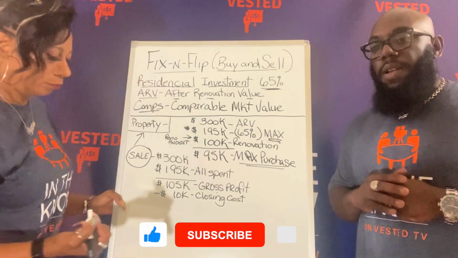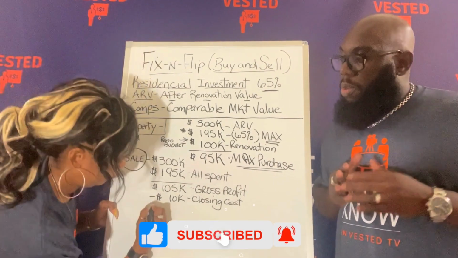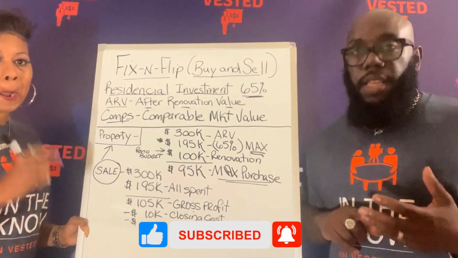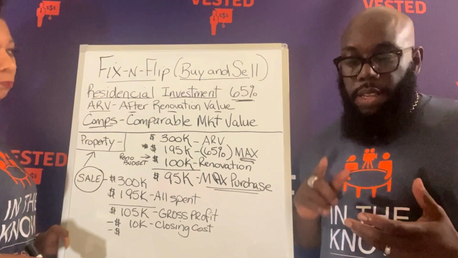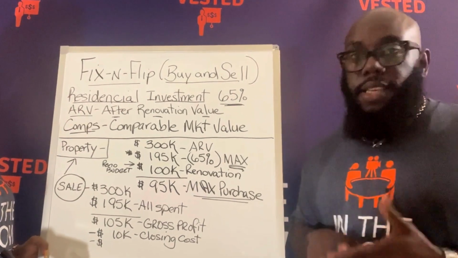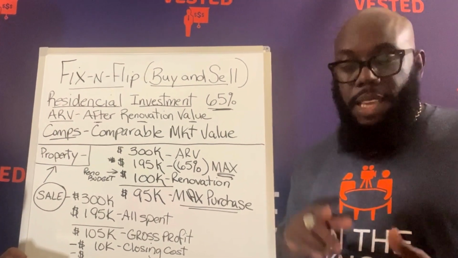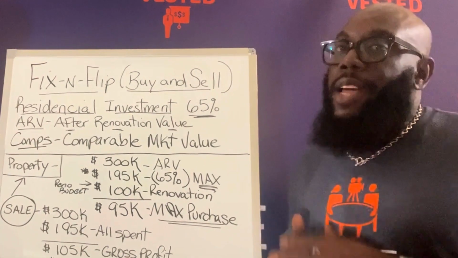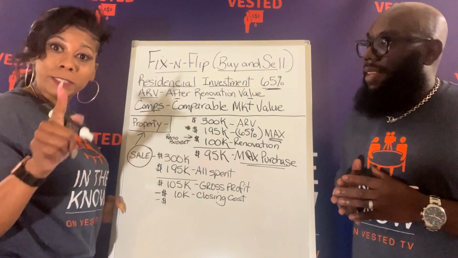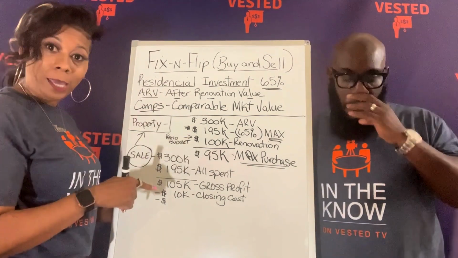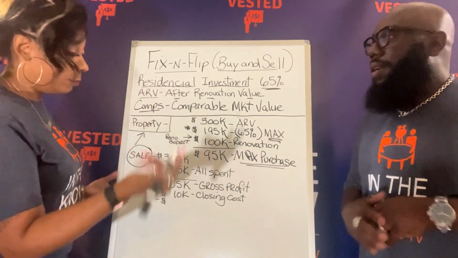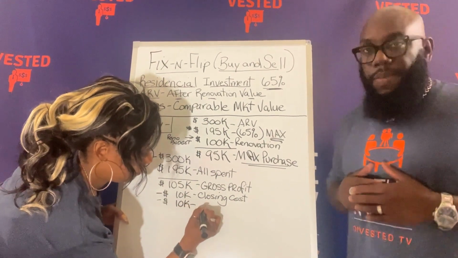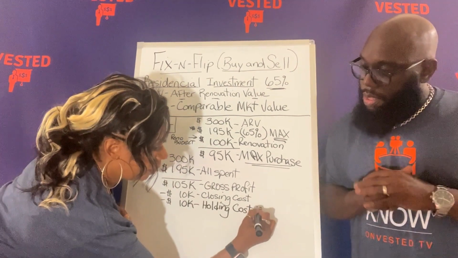Then you have holding costs, right? So you held the property for 6 months, but guess what? You had 6 months worth of electricity, 6 months worth of water, 6 months worth of taxes, 6 months worth of property insurance, and 6 months worth of mortgage payments on the loan that you got to buy it. Because this is still your house, so you have to pay those costs, right? Yeah. And you need to make sure you're prepared for it. So that's about, let's just say, another 10 grand in holding costs. Don't forget the holding costs.